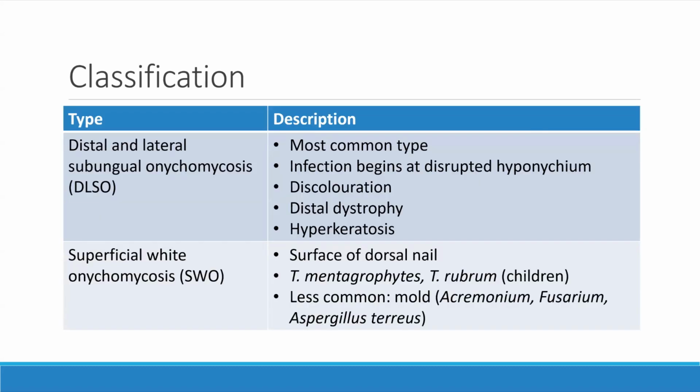This is the classification of onychomycosis. Firstly, distal and lateral subungual onychomycosis, DLSO. This is the most common type, and the infection begins at the disrupted hyponychium. There's discoloration, distal dystrophy, and hyperkeratosis. For superficial white onychomycosis, this occurs on the surface of the dorsal nail, due to T. mentagrophytes or T. rubrum in children, and less commonly due to molds such as Acremonium, Fusarium, and Aspergillus terreus.